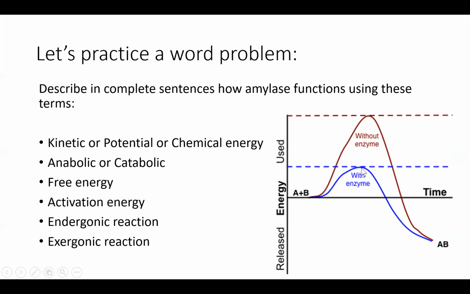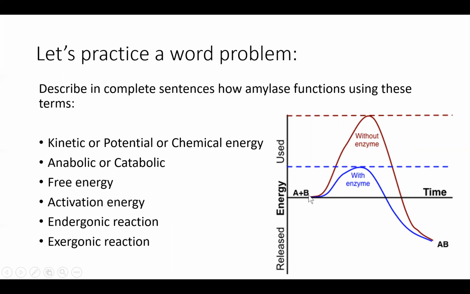This first bump on the blue is the amount of energy you need to start the reaction with an enzyme, our activation energy. Here on the red, this is the amount of energy you would need to start this reaction without an enzyme. So using an enzyme lowers the activation energy.